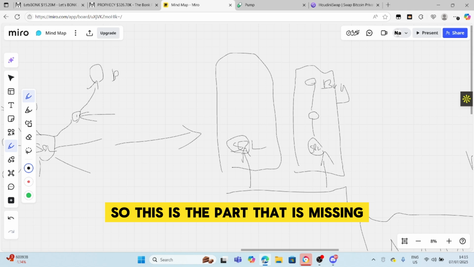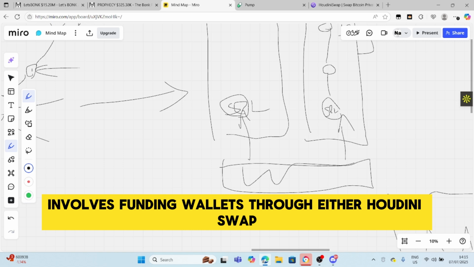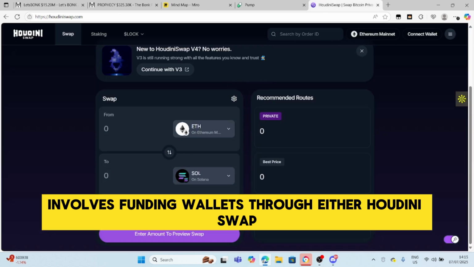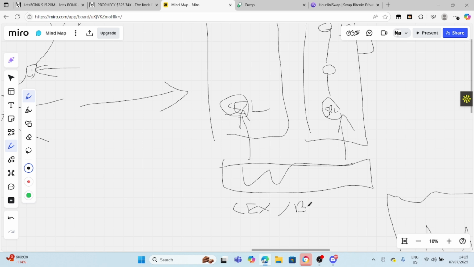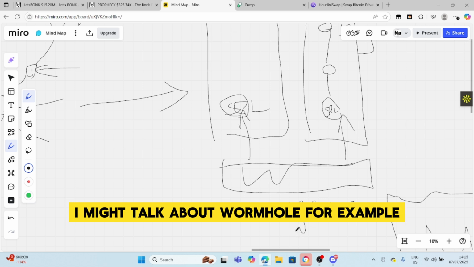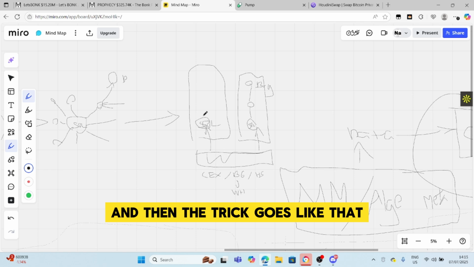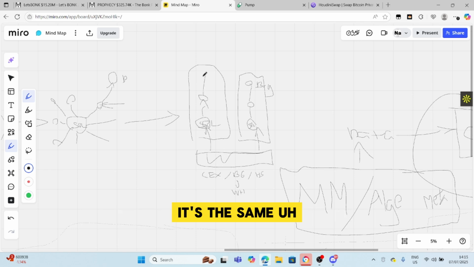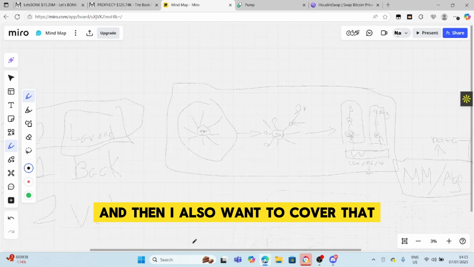So this is the part that is missing, and this part involves funding wallets either through Houdini Swap, which has private transactions, or through a combination of CEXs, bridges, and Houdini Swap. When I say bridges, I might mean Wormhole, for example, and then the trick goes like that. It's the same. This is how we avoid getting clustered in bubble maps.